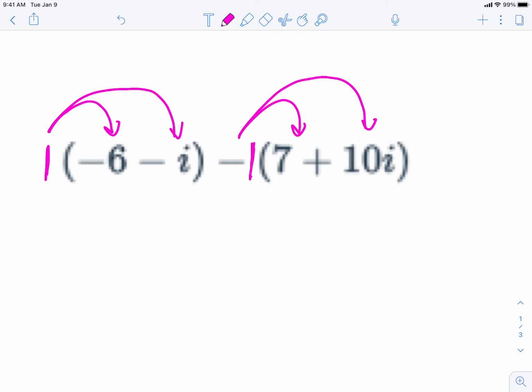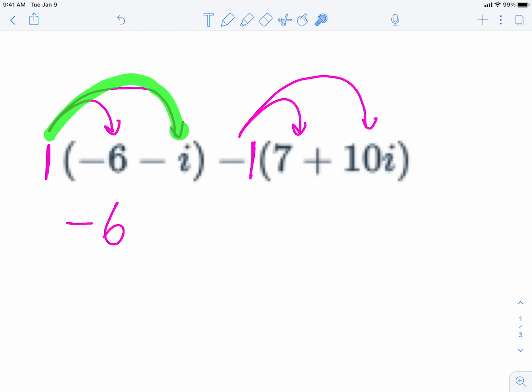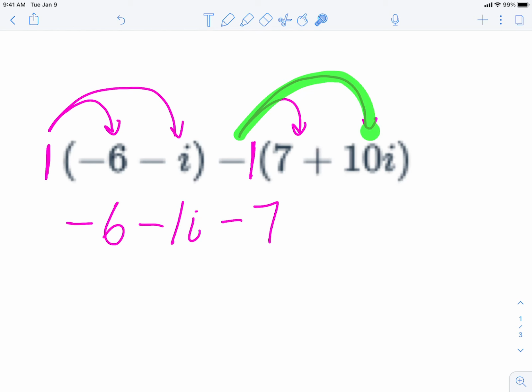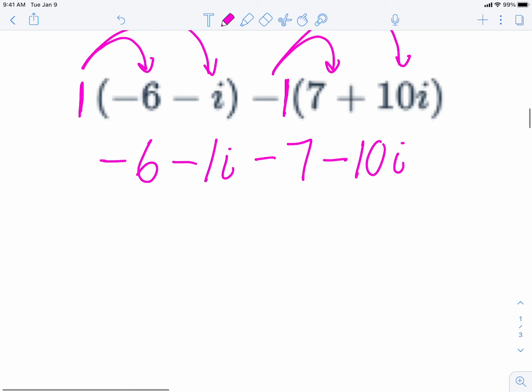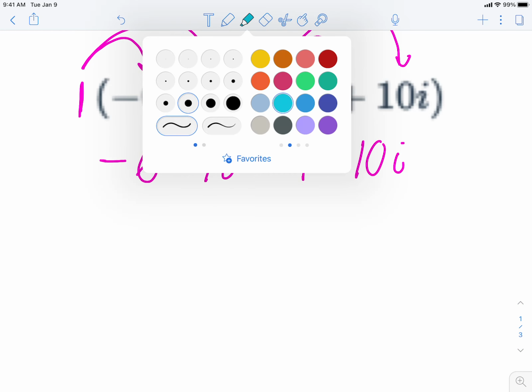-1 times 6 is -6. -1 times i is -1i. I'm going to write that. That helps me, that invisible 1 there. -1 times 7 is -7. -1 times 10i is -10i. So what I'm going to do is write all my real numbers together.